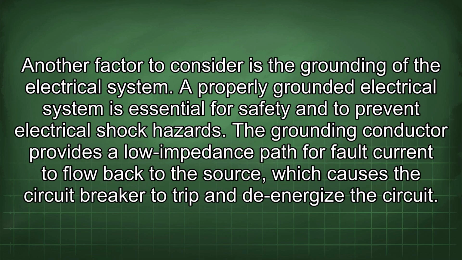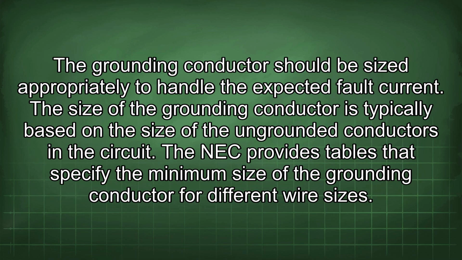Another factor to consider is the grounding of the electrical system. A properly grounded electrical system is essential for safety and to prevent electrical shock hazards. The grounding conductor provides a low impedance path for fault current to flow back to the source, which causes the circuit breaker to trip and de-energize the circuit. The grounding conductor should be sized appropriately to handle the expected fault current. The size of the grounding conductor is typically based on the size of the ungrounded conductors in the circuit. The NEC provides tables that specify the minimum size of the grounding conductor for different wire sizes.